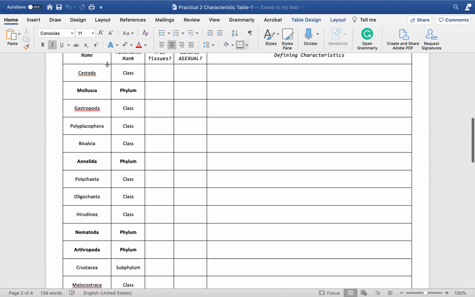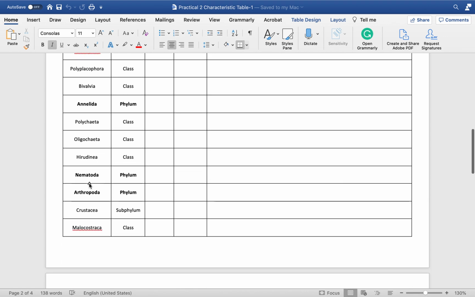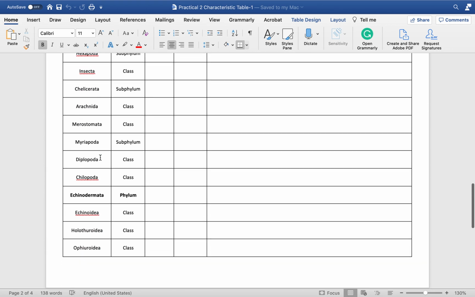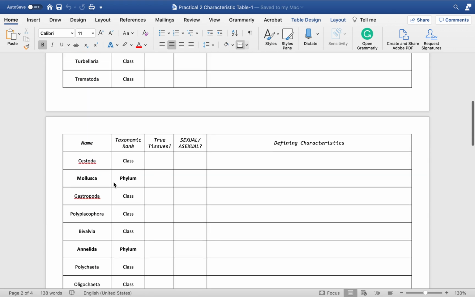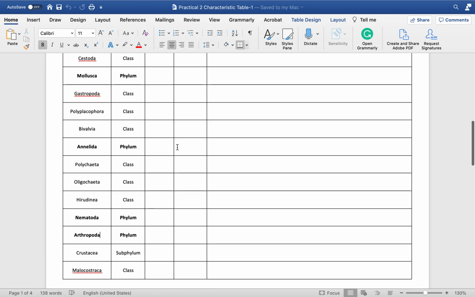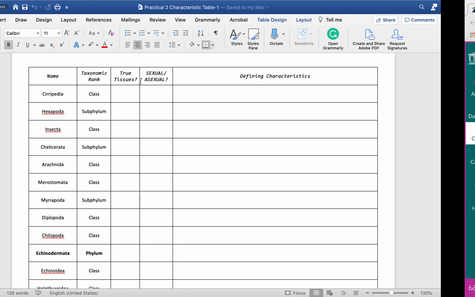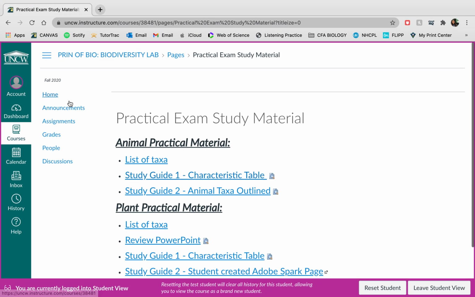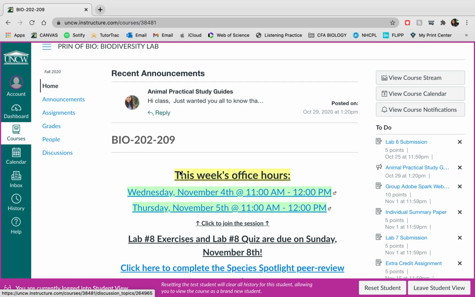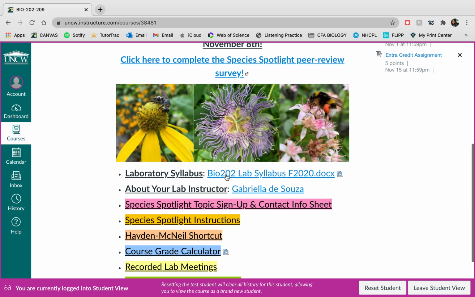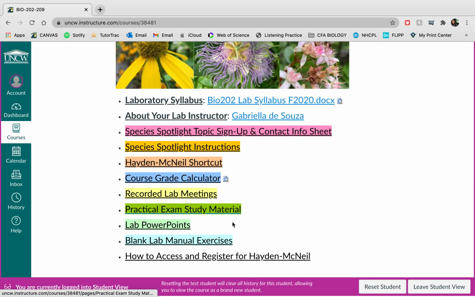Notice that we're already down here, so we're already starting with the nematodes and arthropods. You can always go back and take notes on the other ones, but this will really help you when you're taking the practical exam online, coming up very soon, the week of November 16th. So you'll have all week to do that.